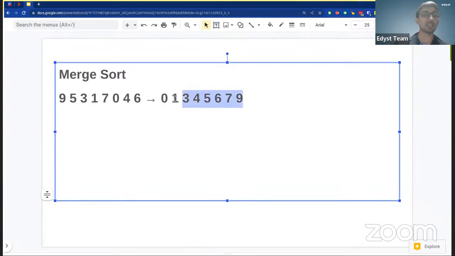Merge sort will do divide and conquer. Meaning that it will divide the array into two parts. It's going to divide into 9, 5, 3, 1. This is the first part. And then 7, 0, 4, 6.